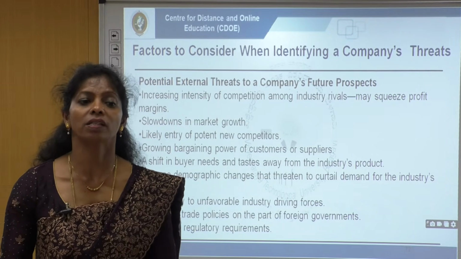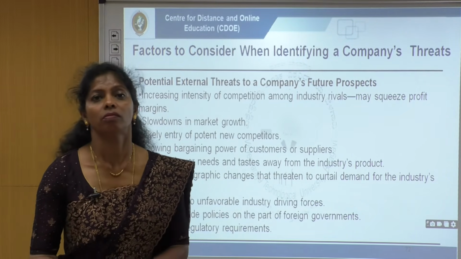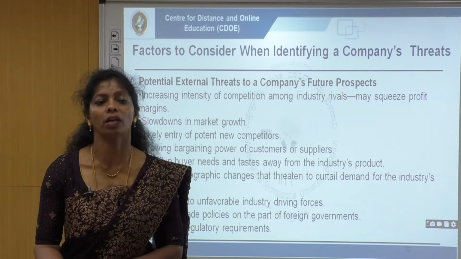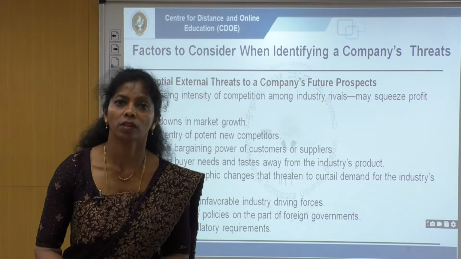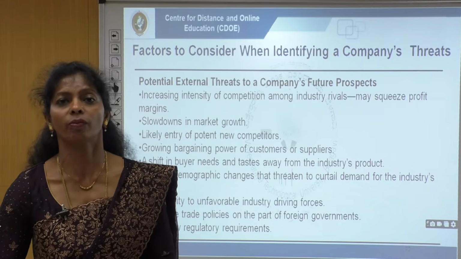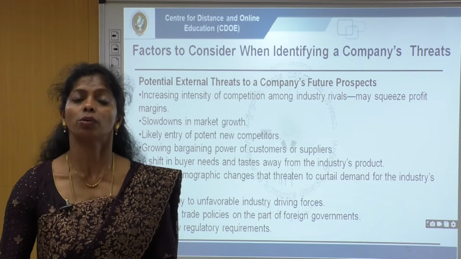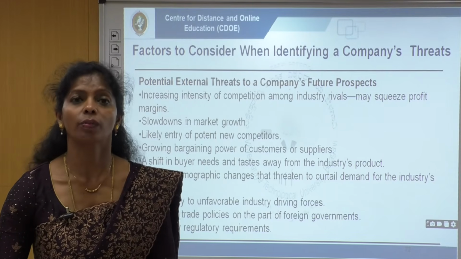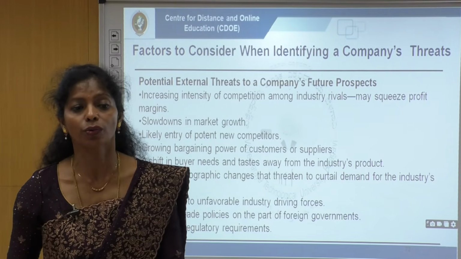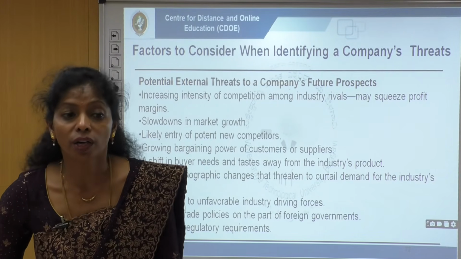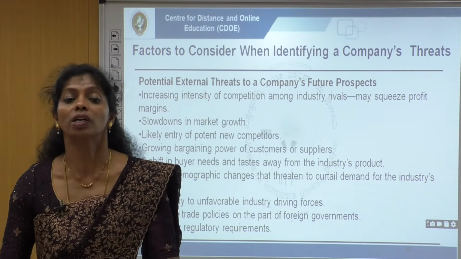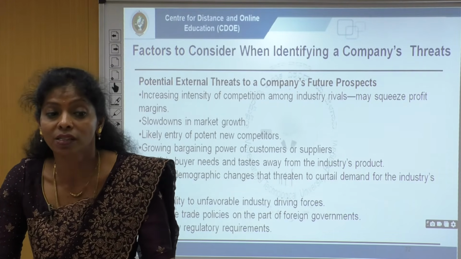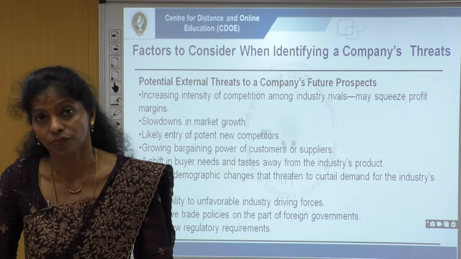A shift in buyers' needs and tastes. Yes, in an industry, a shift will happen in the tastes and preferences of buyers. They may look for better quality, or a better version due to technological advancements. So that could be observed. Vulnerability to unfavorable industry driving forces. Demographic changes threaten the crucial demand for the industry product. Restricted trade policies on the part of foreign governments.